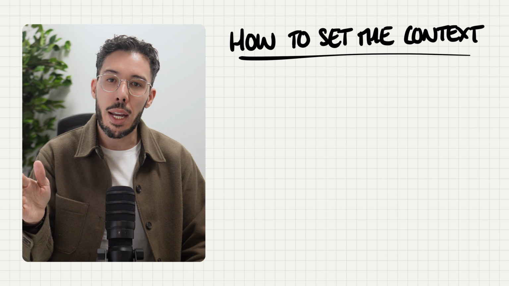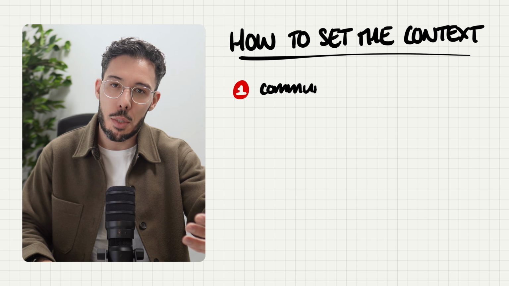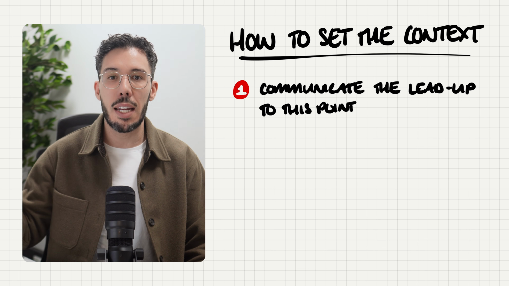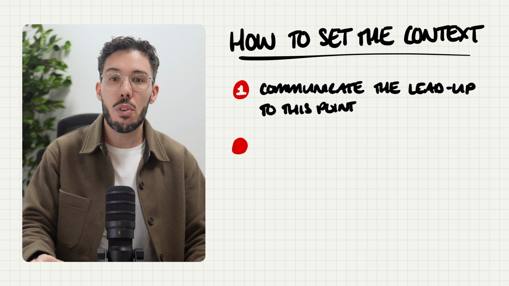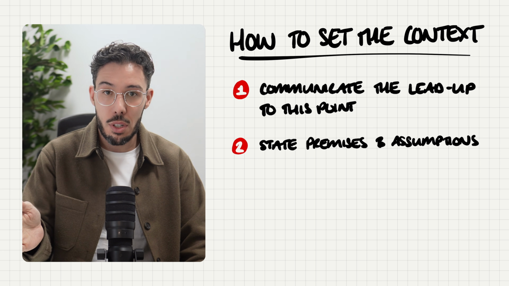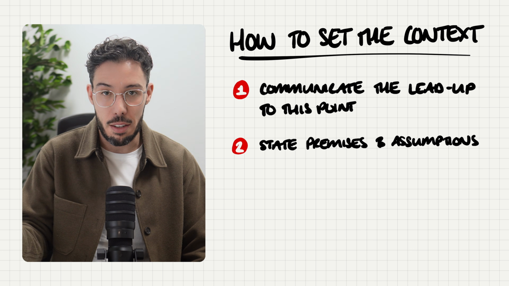Now, there are a few ways that you can do this. The first way is to communicate the lead up to this point. So a quick timeline or a reminder of past efforts and decisions gives participants the mental thread to tie the conversation to. Two, state the premises and assumptions. Every discussion rests on certain assumptions, whether you realize it or not. So make them explicit so everybody's working from the same foundation.